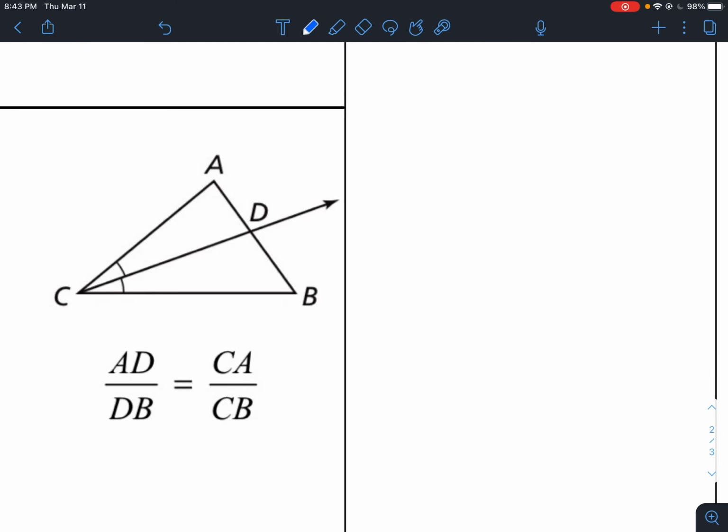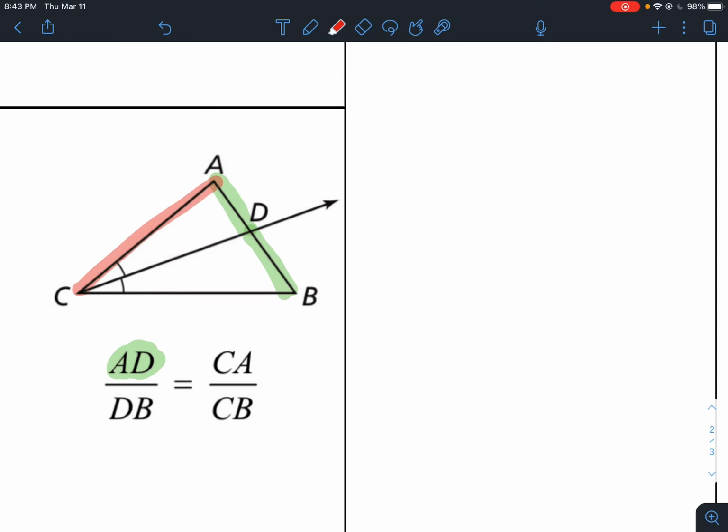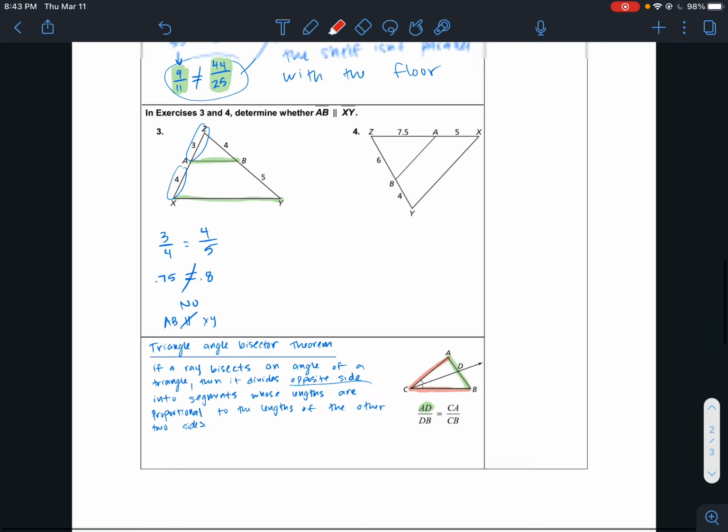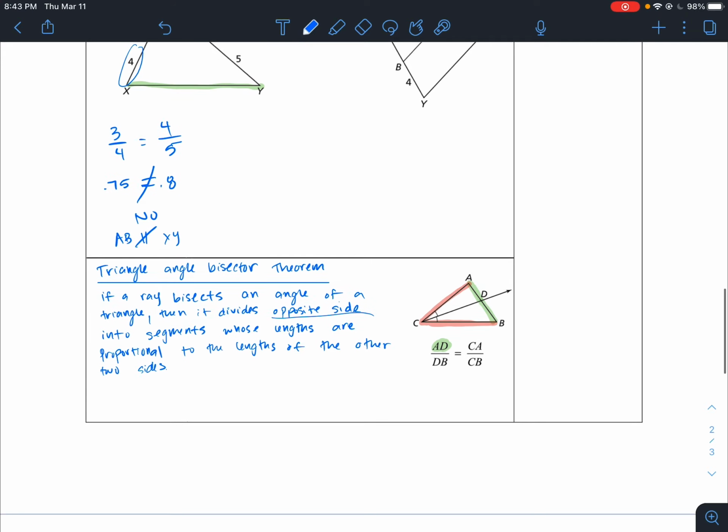So basically, you can see in the statement right here, AD, so this right here, divided by BD is equal to CA divided by CB. These will be proportional. Okay, so that is basically what this is saying right here.